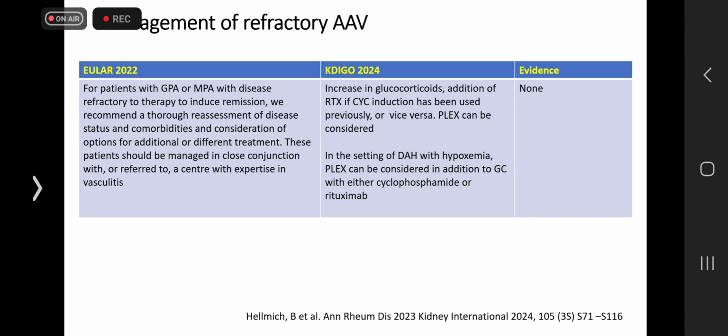Now, coming to refractory vasculitis, both EULAR 2022 and KDIGO 2024 recommend doing a thorough assessment of the disease status and comorbidities, considering different treatment options, and referral to a vasculitis expert center. So basically the choices include glucocorticoids. If you used rituximab for induction previously, change it to cyclophosphamide. If you used cyclophosphamide, change it to rituximab. KDIGO 2024 also recommends using PLEX if you have refractory vasculitis, but that's not mentioned in the EULAR 2022 guidelines. There is no evidence because we have no trials for ANCA vasculitis with refractory disease.